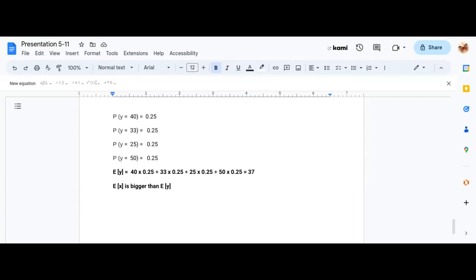For the expected value of Y, all the buses have 0.25 because they all had the same chance of being picked at random. So 40 times 0.25 plus 33 times 0.25 plus 25 times 0.25 plus 50 times 0.25 is 37. So the expected value of X turned out to be bigger than the expected value of Y. Okay. Thank you.